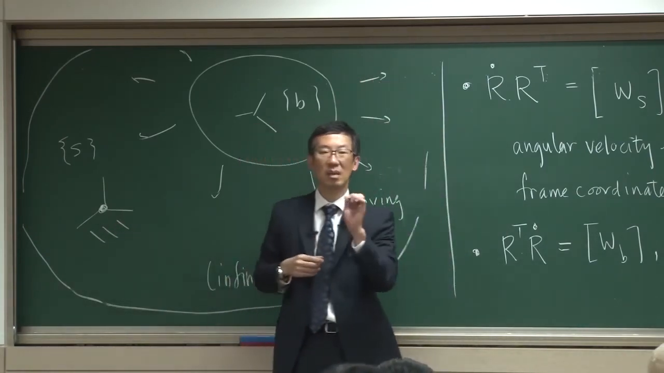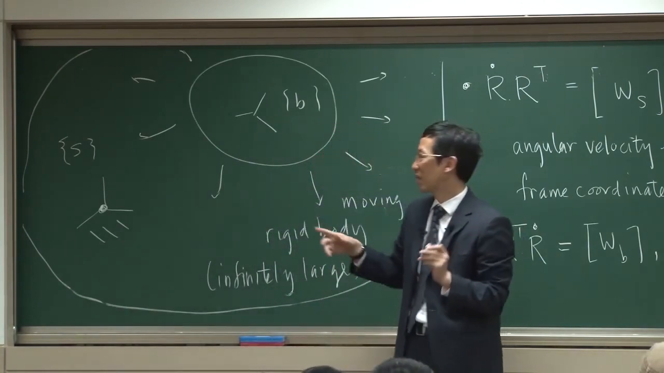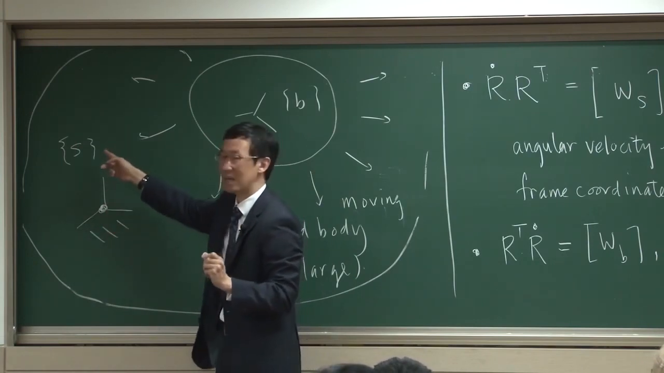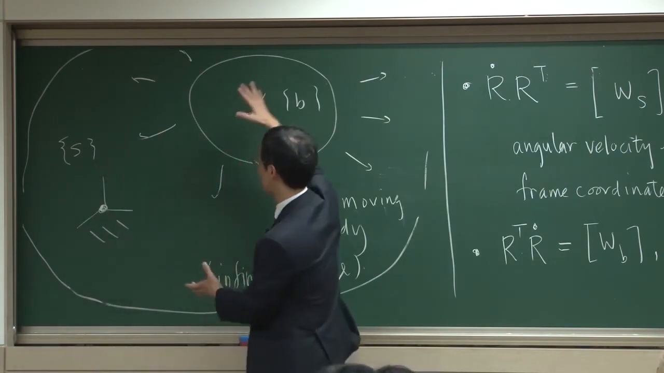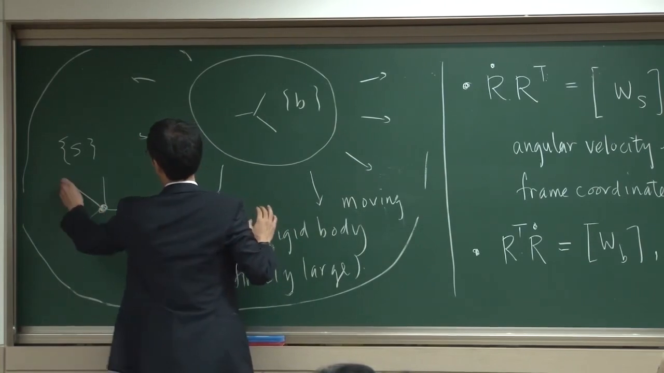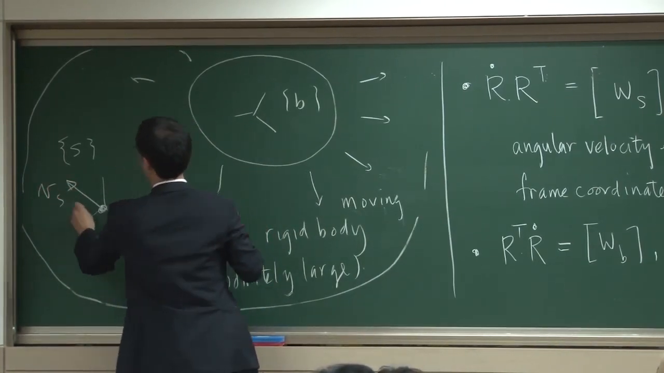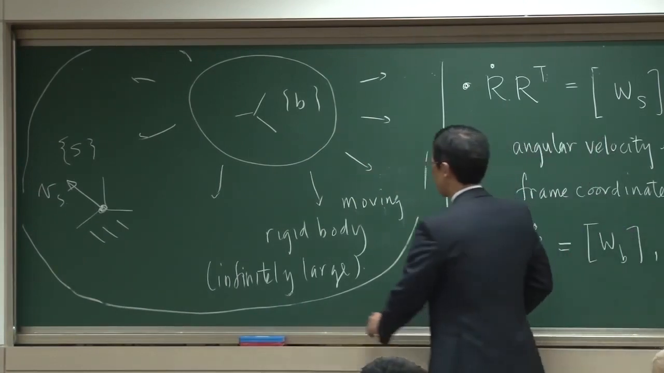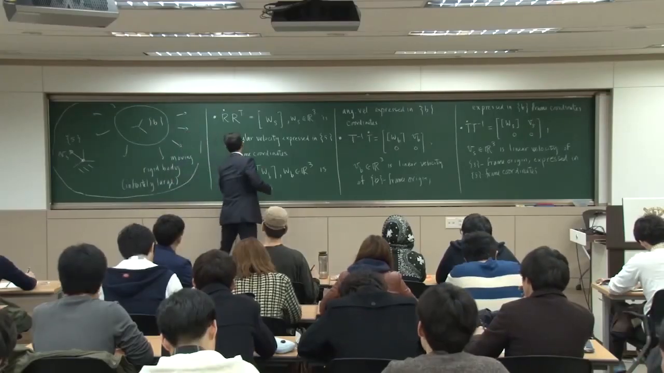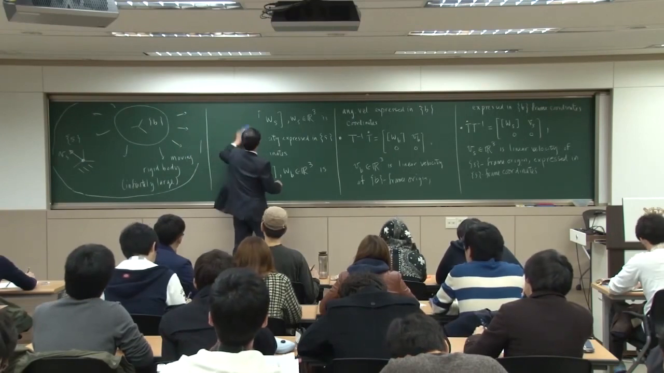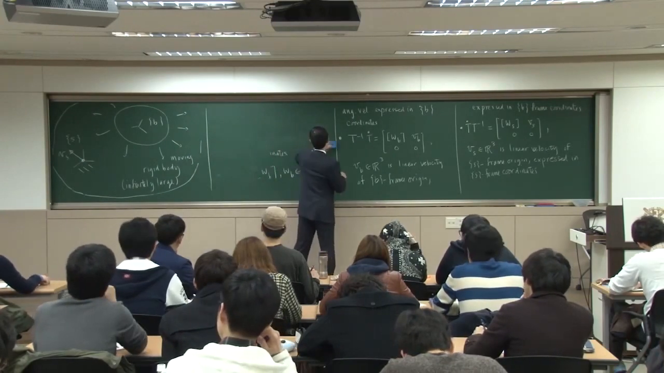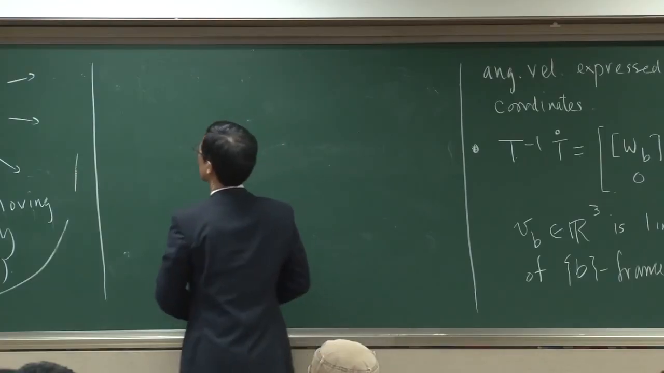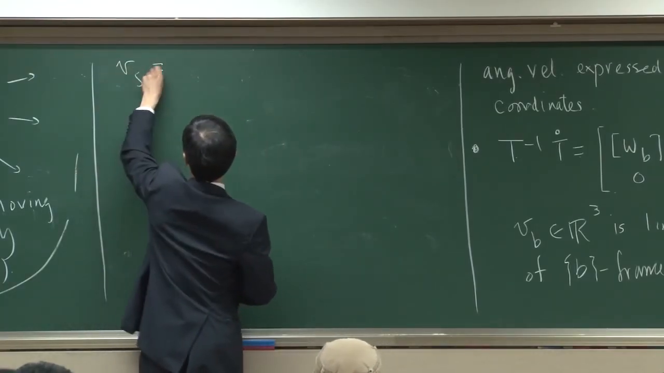So what is v sub s? V sub s is the velocity of this point expressed in the S frame. As this body moves, okay? All right, so the way to see that is to just look at the formula for v sub s. Do the calculation yourself.